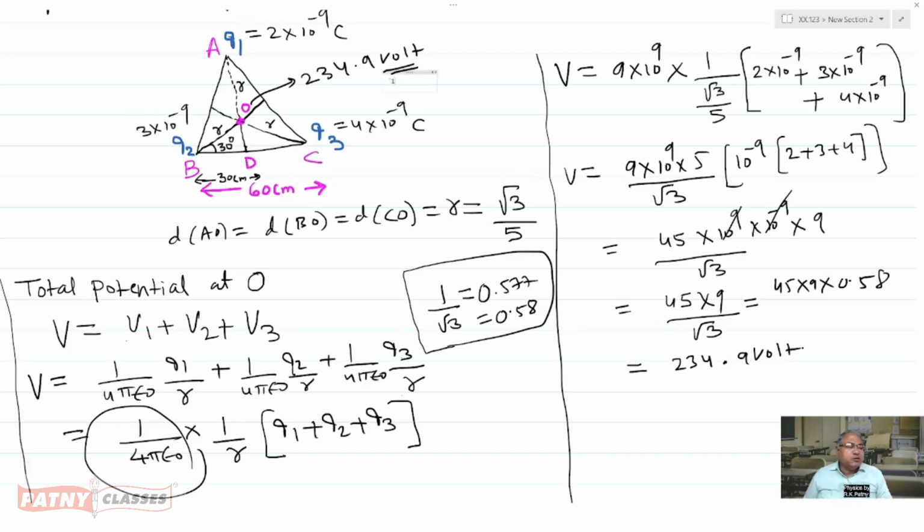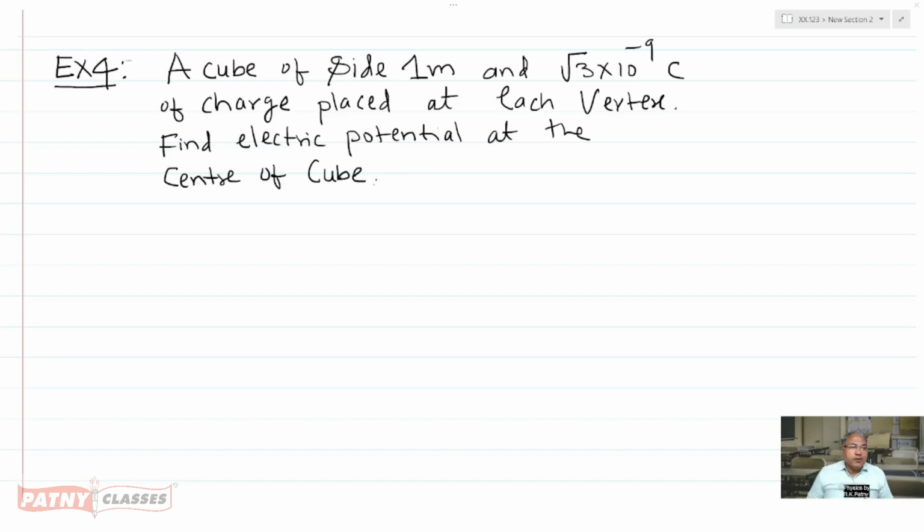If I don't consider 0.58, if I just consider 0.577, then this result, this number 234.9, will vary a little bit. So the electric potential at the point O is approximately 234.9 volts.